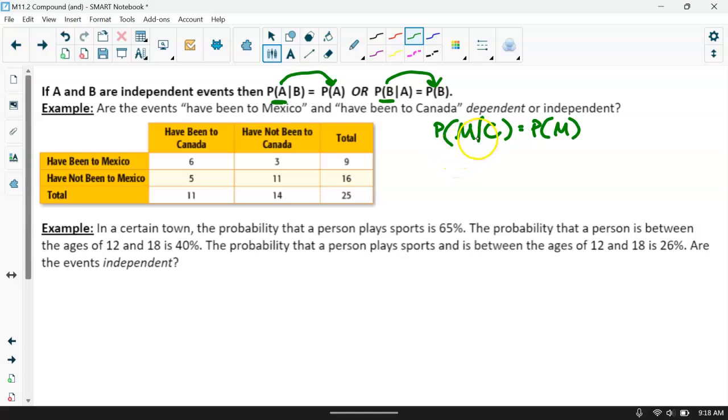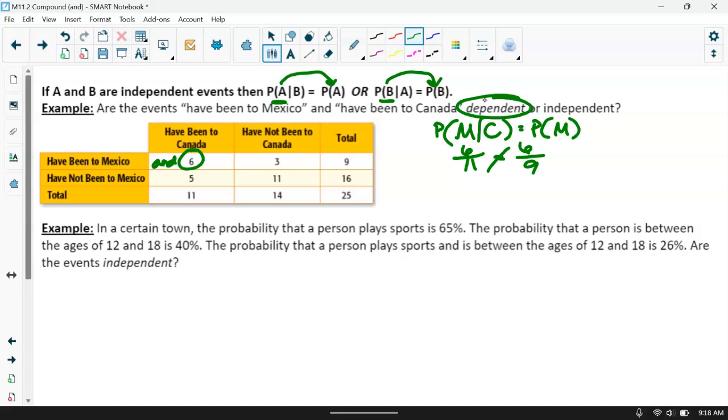So here we go. What is the probability that someone has been to Mexico, but given they've been to Canada? Well, how many people have been to Canada? 11. So out of those, how many have also been to Mexico? That's our and, right? So 6 out of the 11. And what is the probability that someone's been to Mexico? 6, but out of 9. They are not equal, so they are dependent. So that's again how you test to see, right, with that situation.